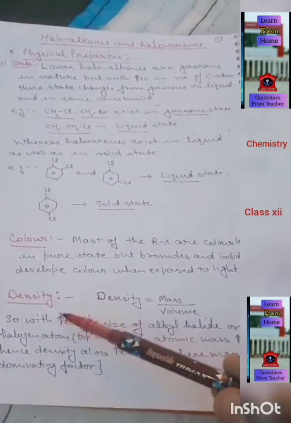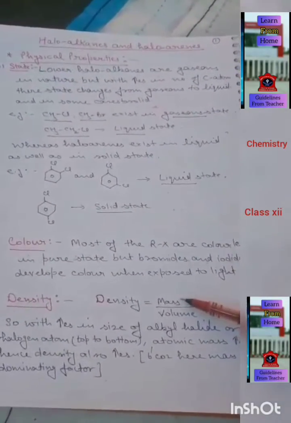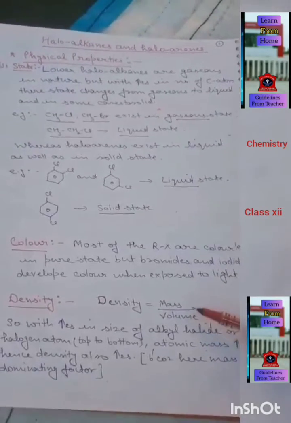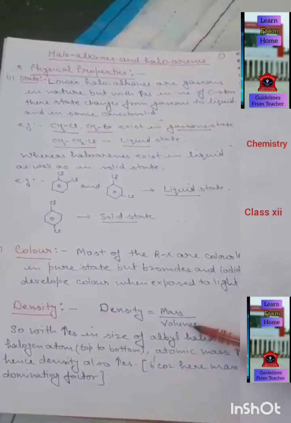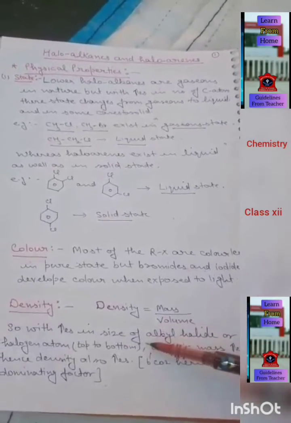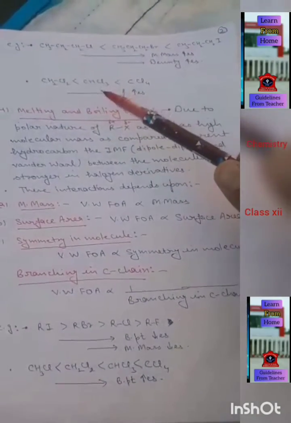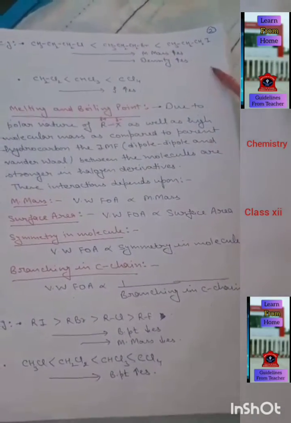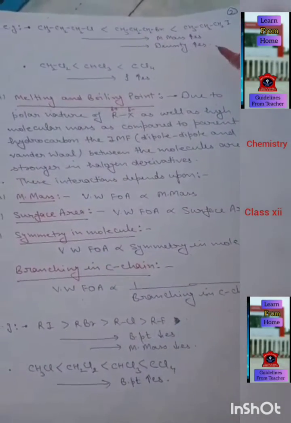Third, density. Density is mass upon volume. As we increase the number of carbon atoms in an alkyl halide, mass increases. Volume also increases, but here mass is the dominating factor because volume increases only in picometers. That's why an increase in the number of carbon atoms increases the mass, which leads to an increase in density of the compound. For example, chloropropane, bromopropane and iodopropane. As we move from left to right, mass increases and density also increases.